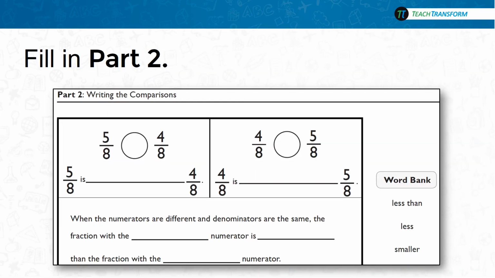In part 2 on your sheet, you're going to write the comparisons in symbols and in words. Then you're going to write your thinking by filling in the sentences using a word bank. Pause the video and do part 2 and start it again when everyone at your table is finished.